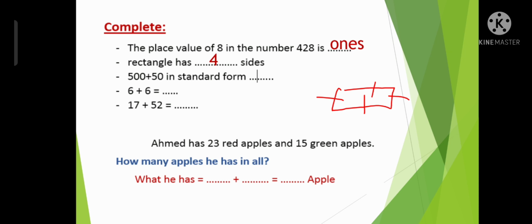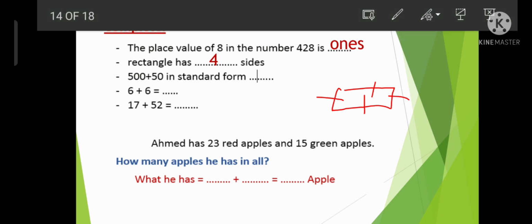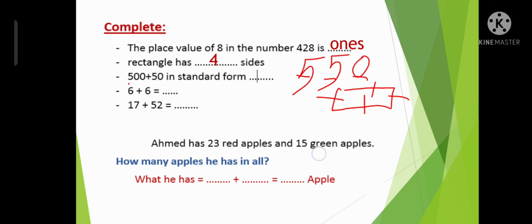500 plus 50 in standard form. Standard form, we have 3 places. In hundreds we write 5, and in tens we write 5, and we don't have ones, so we write 0. So it will be 550. 6 plus 6 equals 12.